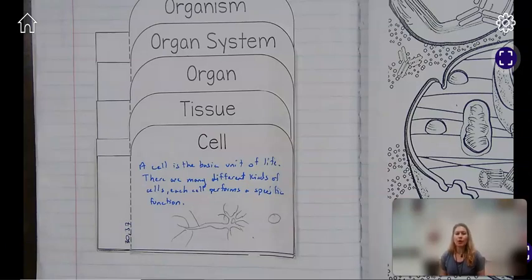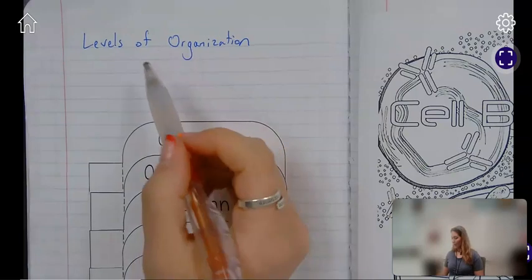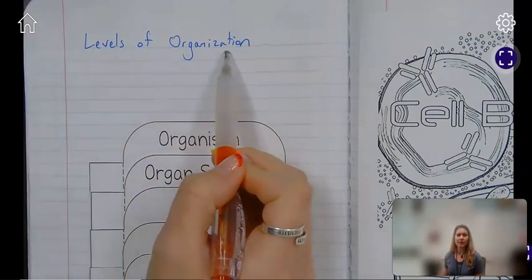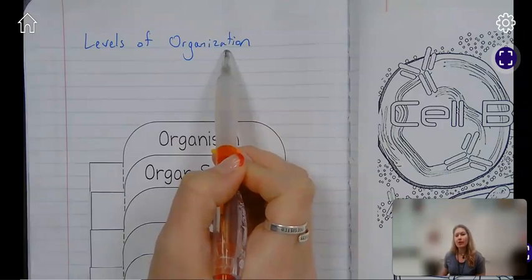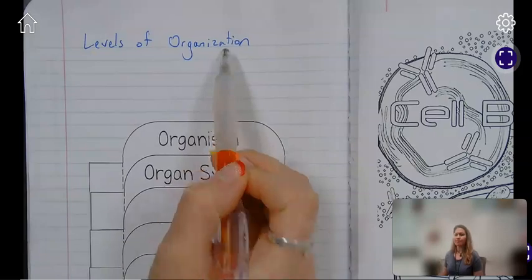Hey there, we're going to fill in our levels of organization foldable. So what we're going to do is in our notebook, for our next page, we're going to title this Levels of Organization. You also need to make sure you update your table of contents with this page number.